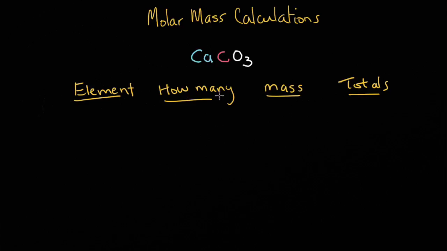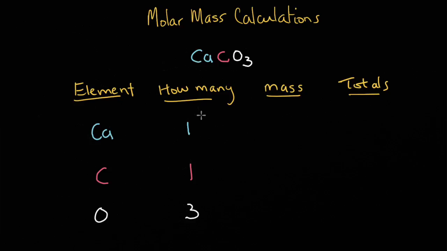I've also created a table for you, a bit like a recipe that if you follow, you should always get the correct answer. So the first thing that we need to work out is how many of each of these elements do we have in this compound? Well, we've got one calcium, we've got one carbon, and we have 3 oxygens.